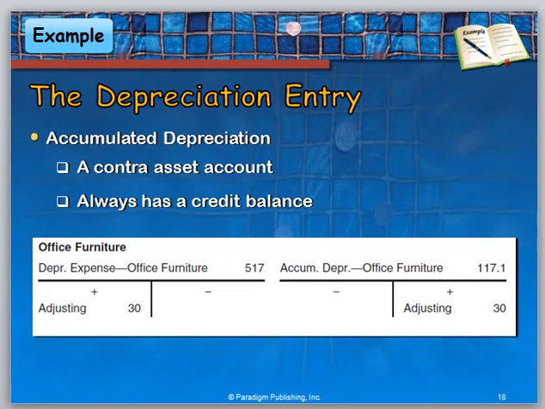So in this example, accumulated depreciation is the contra account to depreciation expense. And so we already said we were going to do $30 a month. So we debit depreciation expense, office furniture, and we credit accumulated depreciation, office furniture. Those are opposites, which means they cancel each other out.